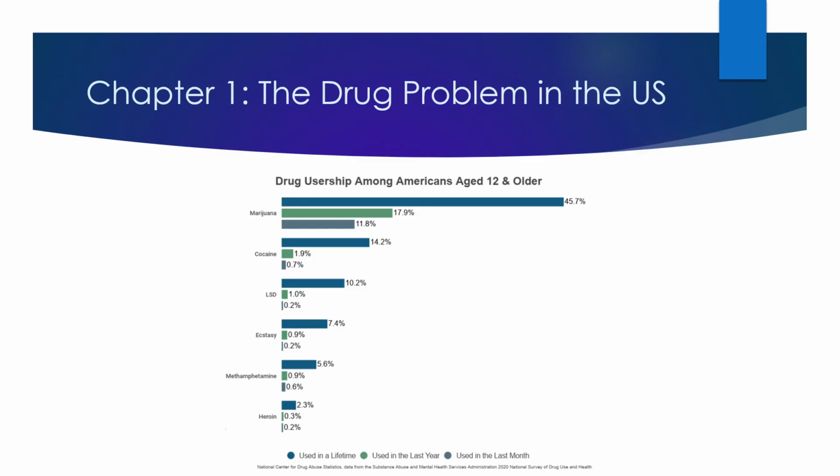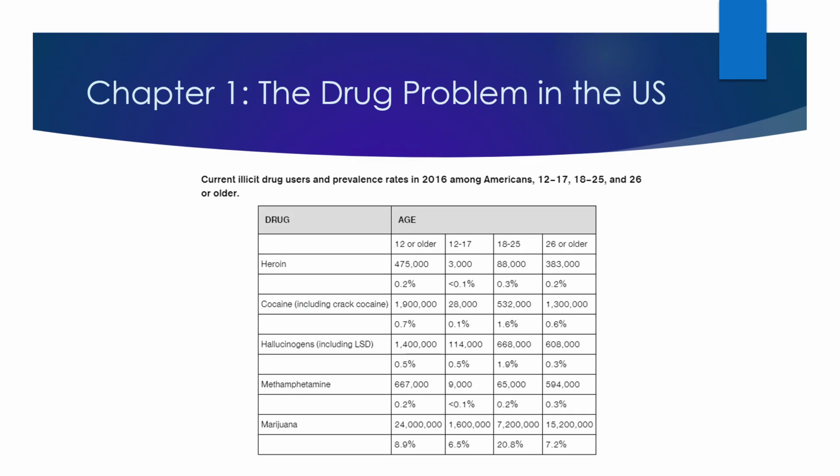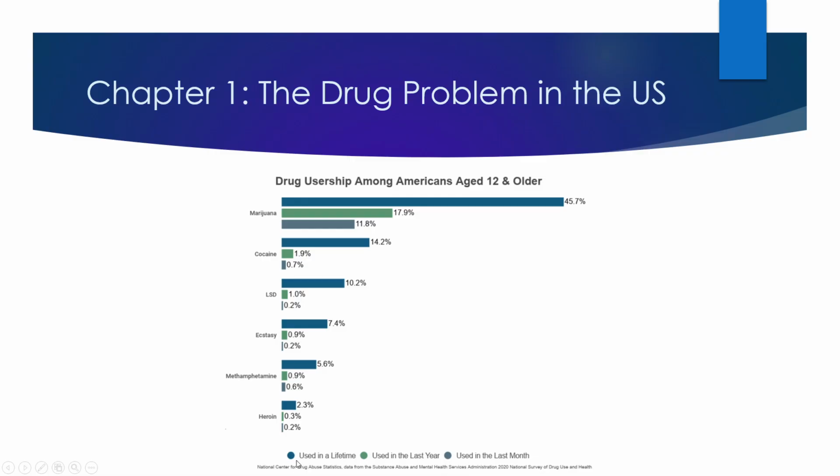If we look at drug usership among the same population, so basically teenagers and adults, and this is again looking at percentages as opposed to absolute numbers. You can see down at the bottom here, the blue is for ever used it in their lifetime. The green is used in the last year, and then we're getting a little closer to regular users when they've used at least in the last month, the gray bar there.